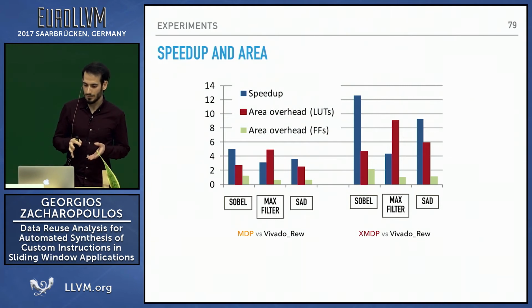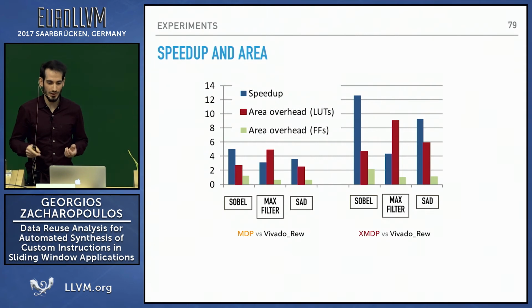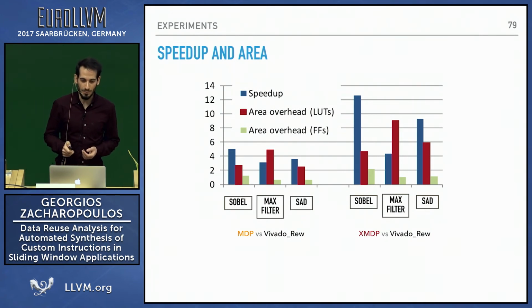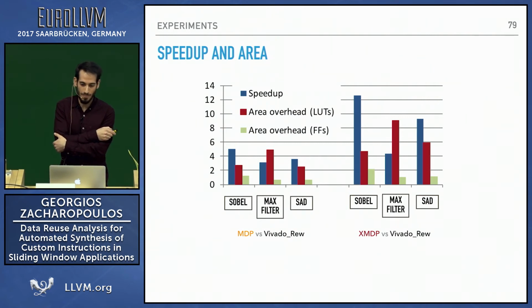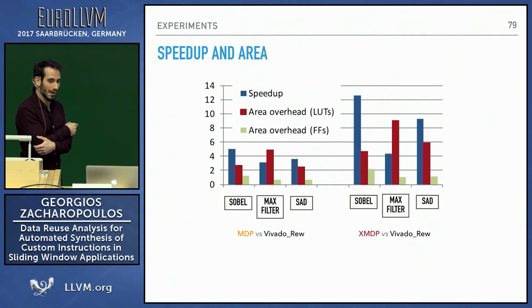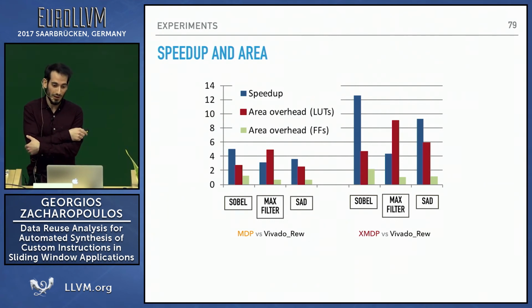Let's sum this up in one graph, comparing the two best configurations that we have against the best competitor that is out there, Vivado rewrite in this case. So, MDP against Vivado rewrite. For example, for the Sobel benchmark, we can see that we have almost 5x speed up, and this is quite significant. For the XMDP approach, it's even more than 12x, which is quite impressive. The speed up that we can achieve with this approach is quite impressive.